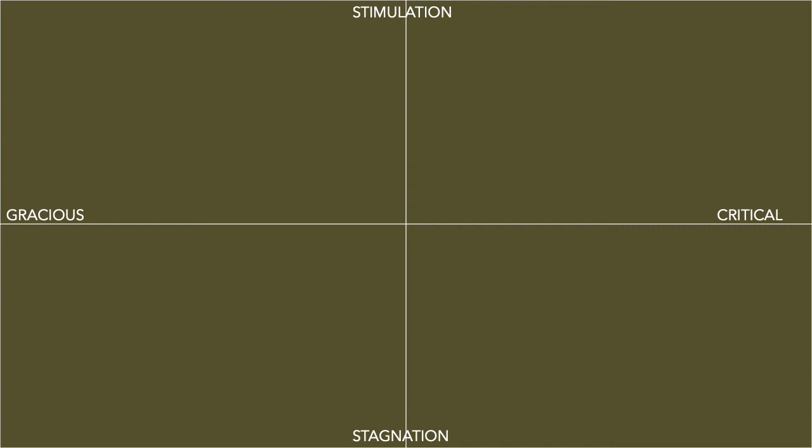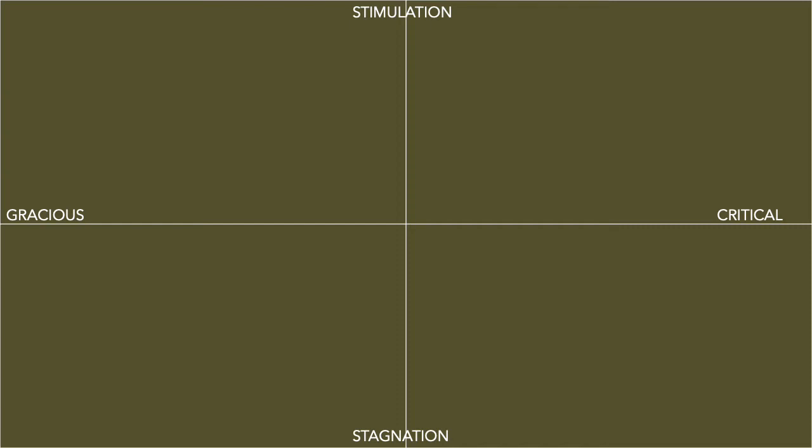So what I've done on the vertical axis is I have written at the top stimulation and at the bottom stagnation, because you will know from reading the text that Holmes fluctuates. He goes backwards and forwards between being extremely stimulated, extremely excitable, to being absolutely stagnated, stuck, bored, depressed. So that's the vertical scale that we're going to use.